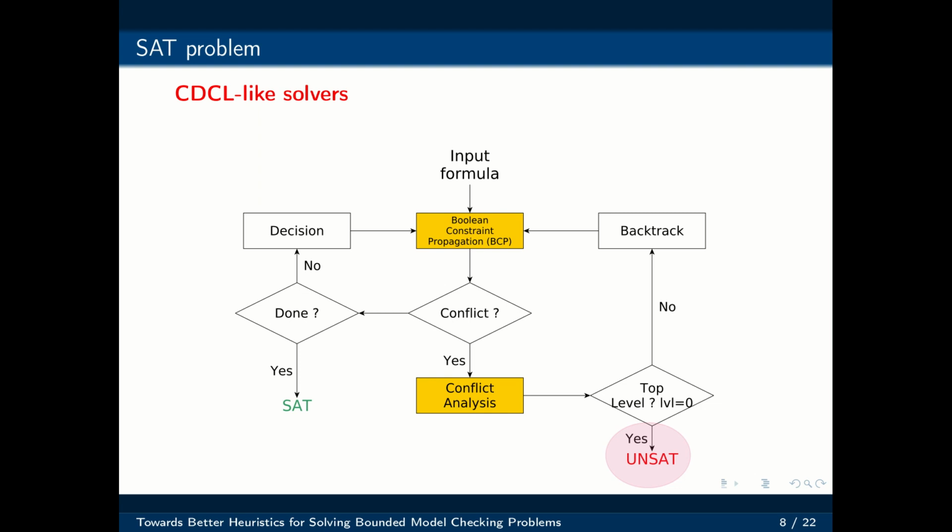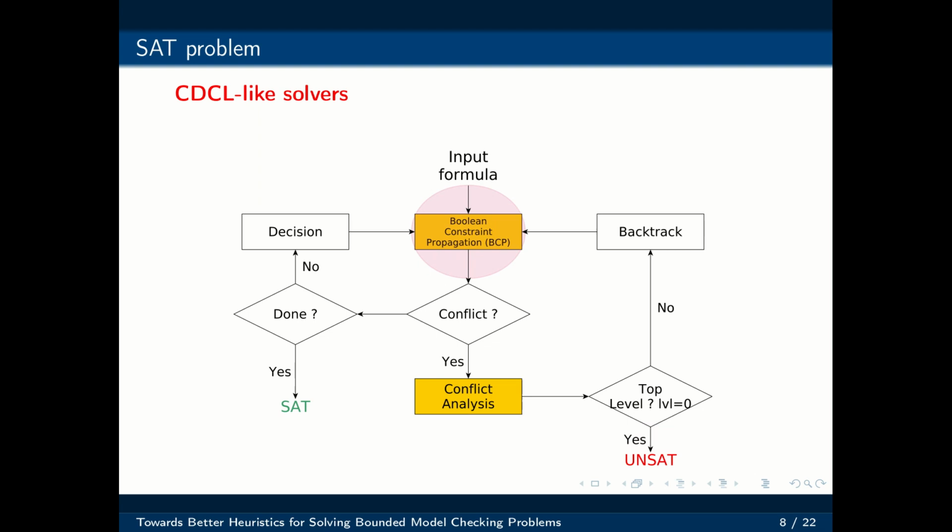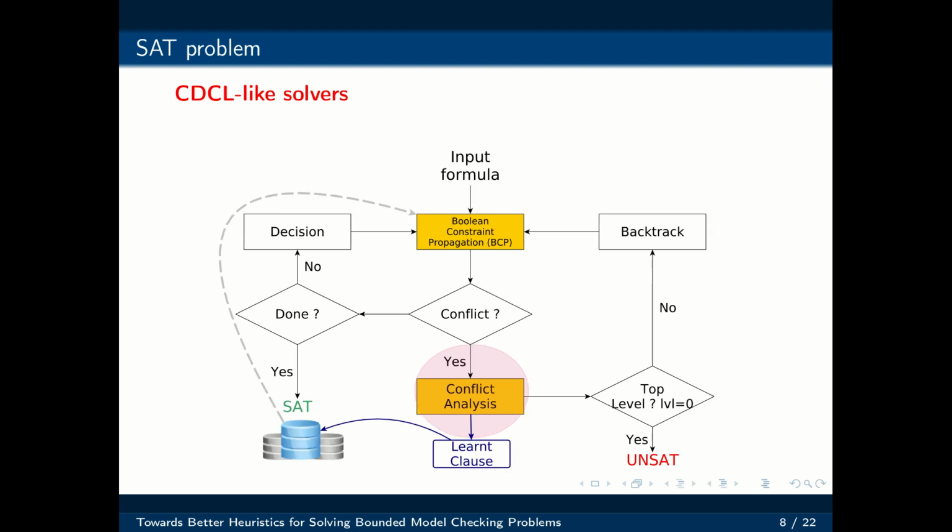So the CDCL algorithm will perform a backtrack search, selecting at each step a decision literal, which is set to a Boolean value, and this assignment is followed by an inference step that deduces and propagates some unit literal assignments. This is what we call the Boolean constraint propagation procedure, BCP. This branching process is repeated until finding a solution or reaching a conflict. In this latter case, a learned clause is generated by a procedure called conflict analysis, and this learned clause is stored to be reused in the future.